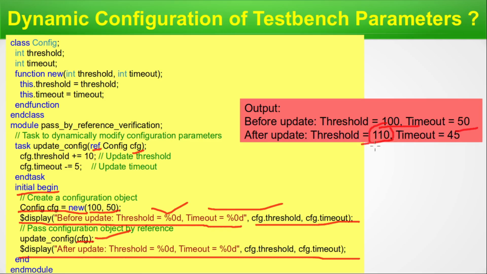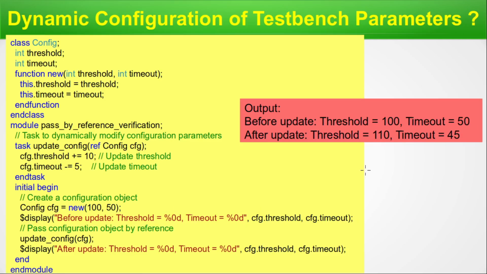So what happens, the task changes it by 10. So the 100 becomes 110 and it lowers the timeout by 5. So the 50 becomes 45. So this is how the change is happening inside the same object without having another memory location. It is happening in the same memory location where the object was created. So here we are done with this particular slide and example. And now let us move on to the next slide.